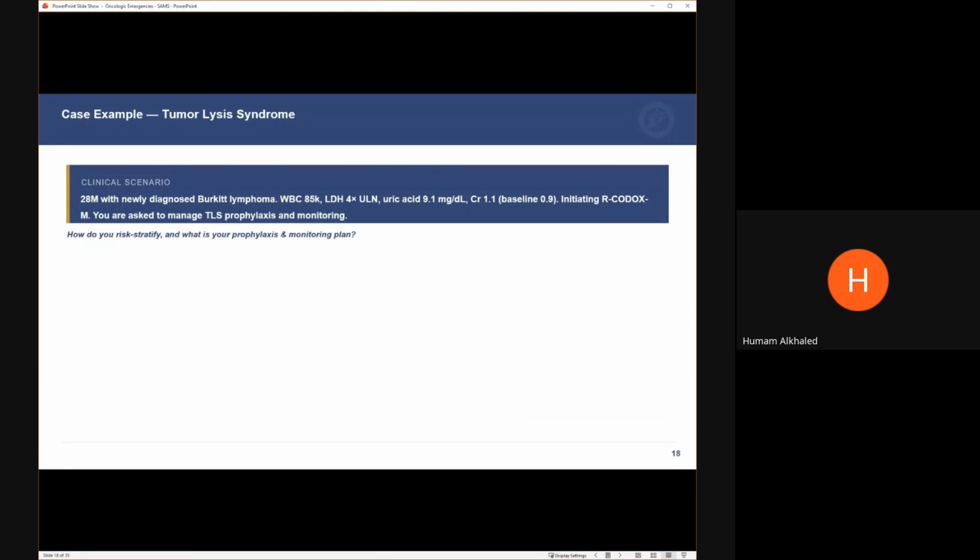Our TLS case for today is a 28-year-old male with newly diagnosed Burkitt's lymphoma. White blood cell count is 85,000, LDH 4 times upper limit of normal. Uric acid is already at 9.1, so that's what we call spontaneous TLS. Creatinine is 1.1, baseline is 0.9, so it's not that bad, and he is about to start definitive treatment with a regimen called CODOX-M.